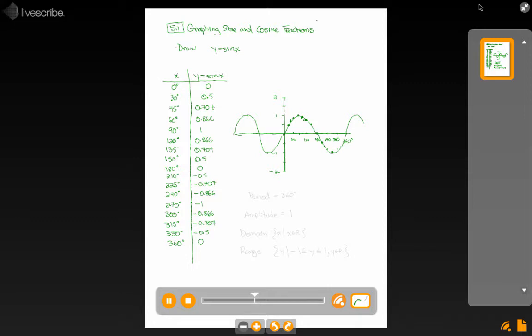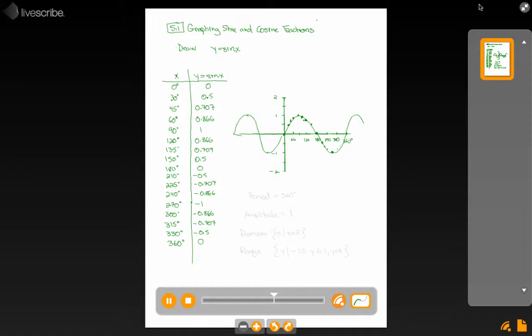At 30 degrees, which is halfway between 0 and 60, I'm at 0.5. So I can put a point as accurate as I can. Now, 45 degrees is just slightly further than that, and I'm at 0.707, somewhere a little bit higher. At 60, I'm a little bit higher again at 0.866. At 90, I'm going to be at 1. As I go further along, I'll see that I start to repeat these values. I start to come back down, and I have 0.866, 0.707, and 0.5 again. At 180, I'm back down to 0. That's a nice point to plot.